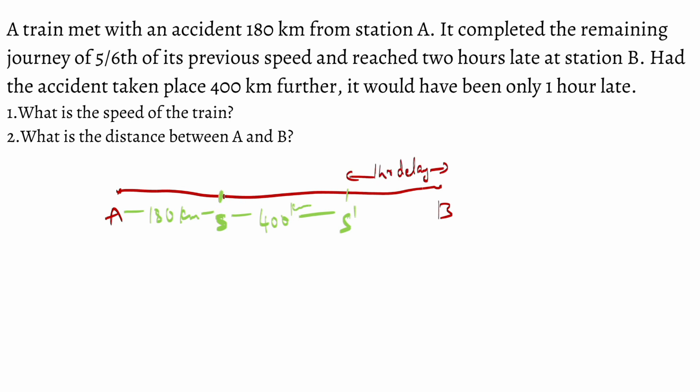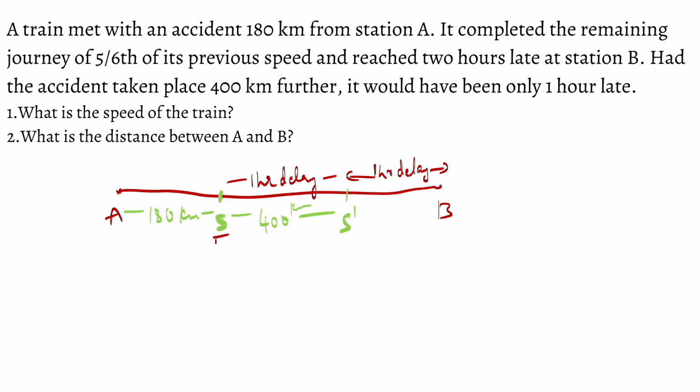But it met with an accident at S and it reached 2 hours late at station B. So this will be 1 more hour delay. Please understand here. If the train had met with an accident at S dash, then it would have been 1 hour delay. But in this case, the train met with an accident at S. It is 2 hours delay. That means from S to S dash it's 1 hour, and from S dash to B it's 1 more hour. So it is 2 hours.